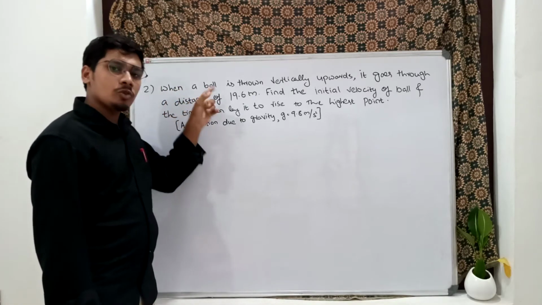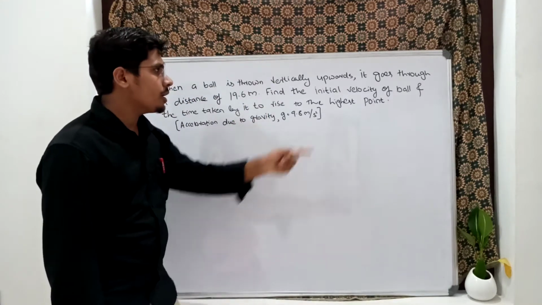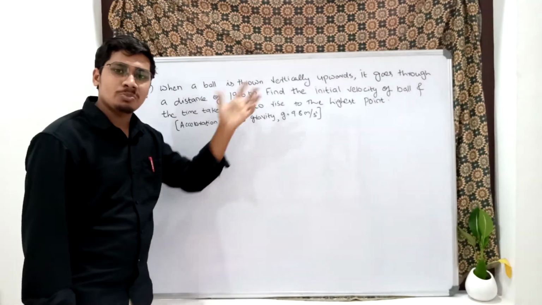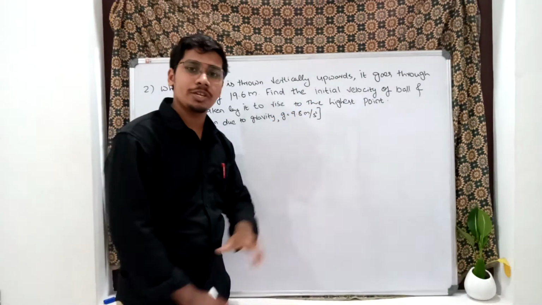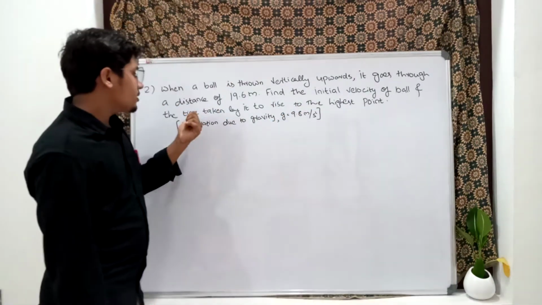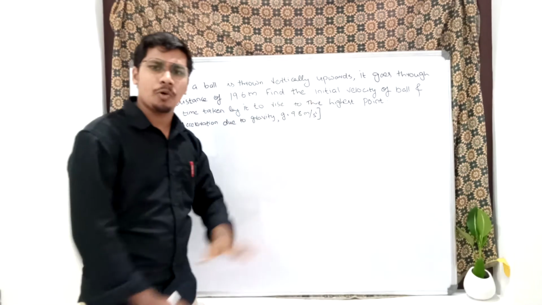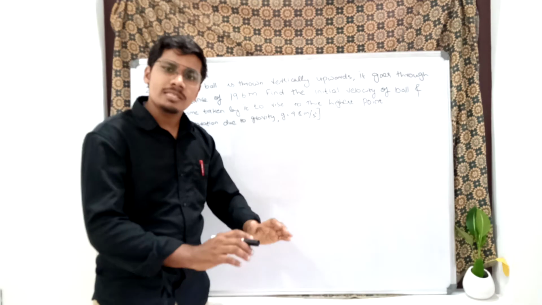When a ball is thrown vertically upward, it goes through a distance of 19.6 meter. Then we have to find the initial velocity of the ball and the time taken by the ball to rise to the highest point. Ready? This is a simple question.